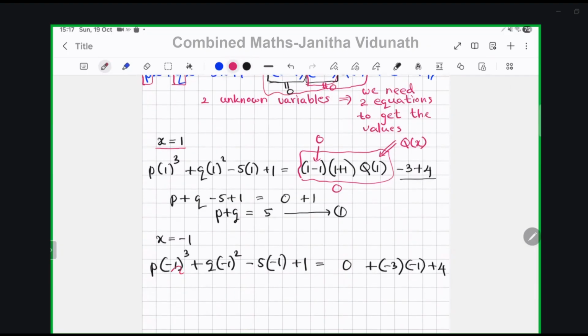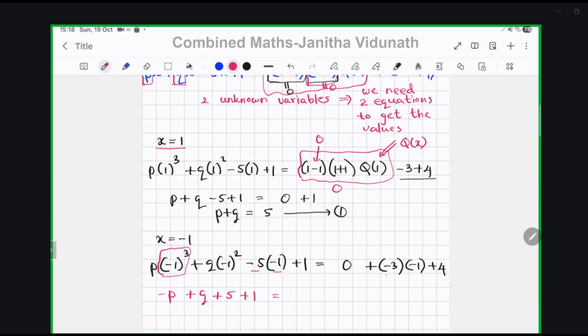Here minus 1 to the power 3 is minus 1, because an odd power of a negative number should always be negative. That means here we get minus p, and here we get plus q. Minus 1 times minus 1 is plus 1. Here minus 5 times minus 1 we get plus 5, and here they are actually meaning 1.